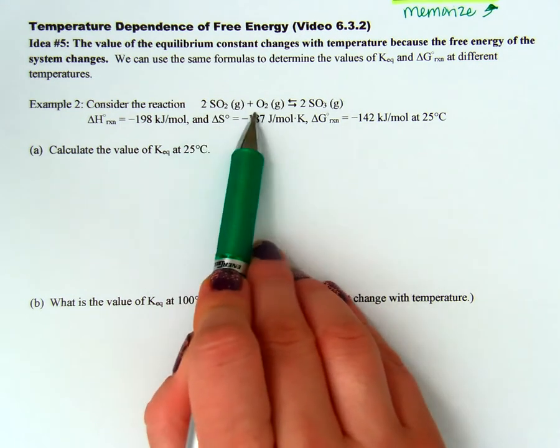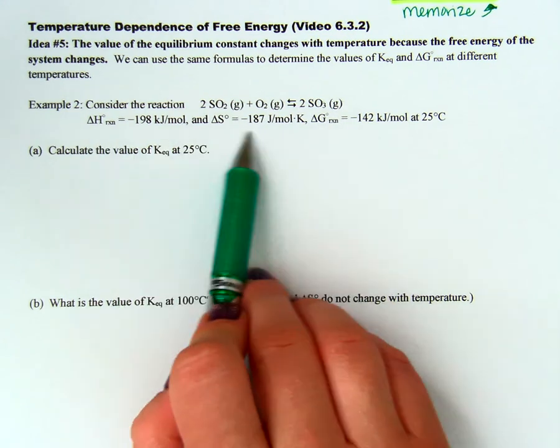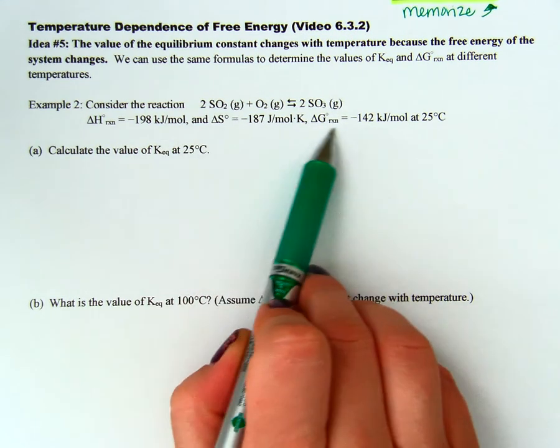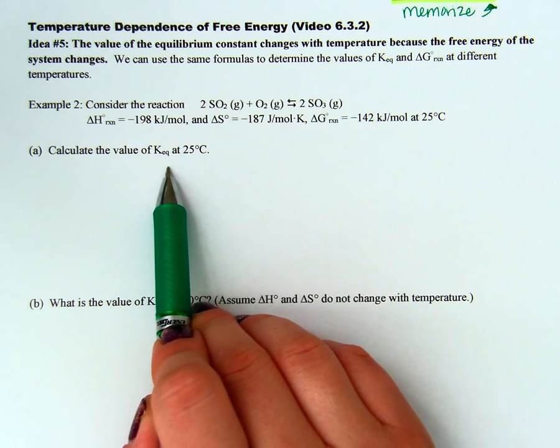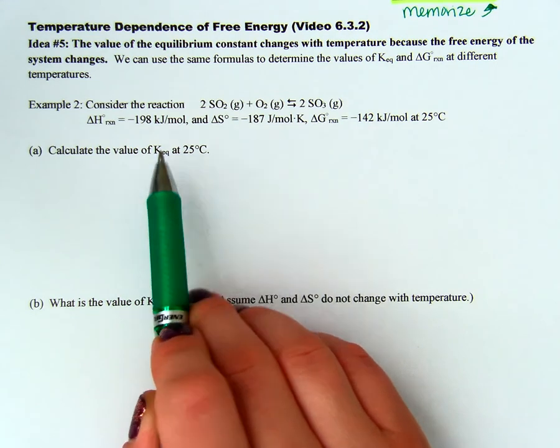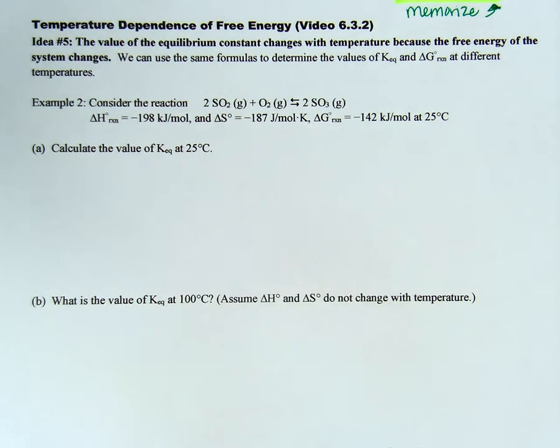So 2SO2 gas plus O2 is in equilibrium with 2SO3. And we're given our delta H reaction, delta S, and then we are given our delta G reaction. Okay, so calculate the value of KQ at 25 degrees Celsius. I'd like you to please pause the video and try part A, and then come back to check your work.